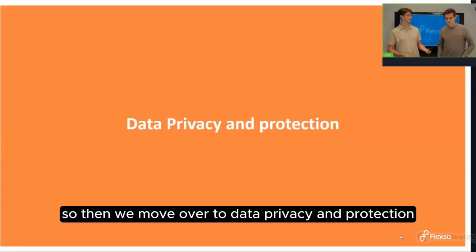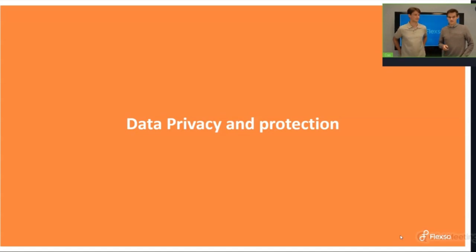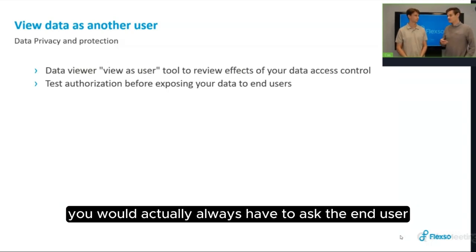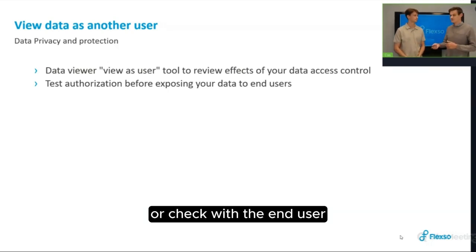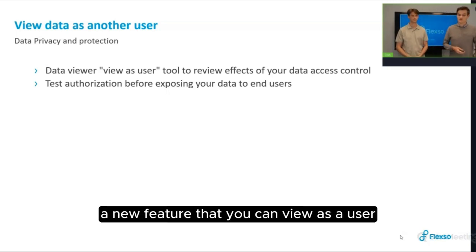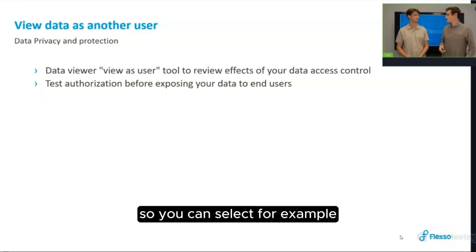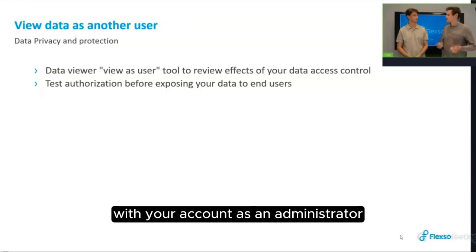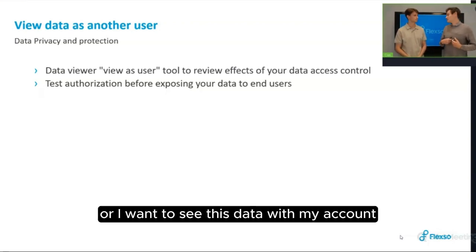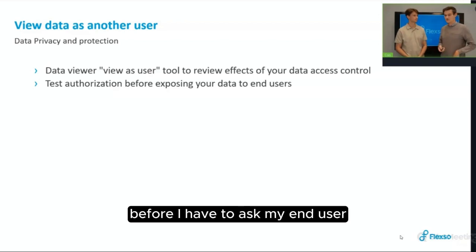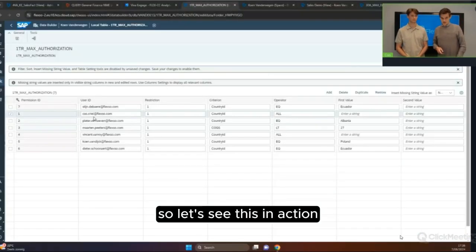So then we move over to data privacy and protection. Yes. So now, if a data access control is applied to a view, you would actually always have to check with the end user whether the authorization is working. But SAP now added a new feature that you can view as a user. So you can select, for example, I want to see this data with your account as an administrator, or I want to see this data with my account. So I can check whether the authorization is working before I have to ask my end user. Okay. So let's see this in action.